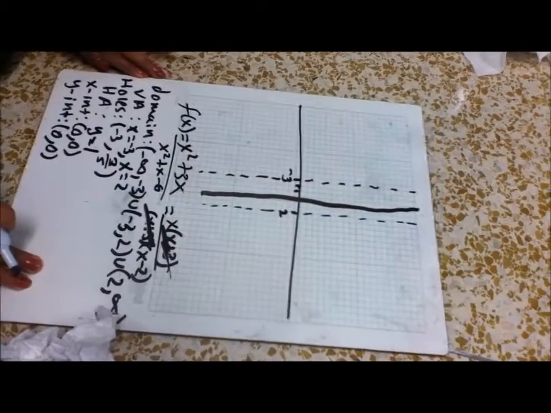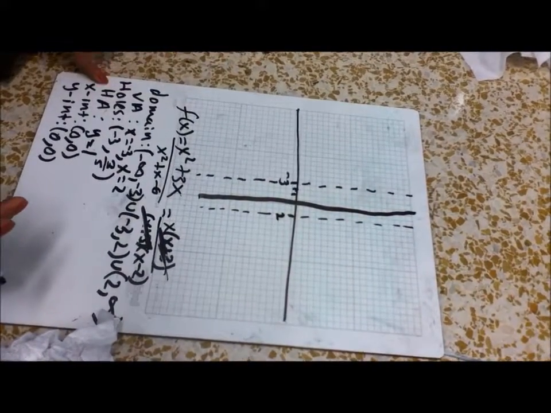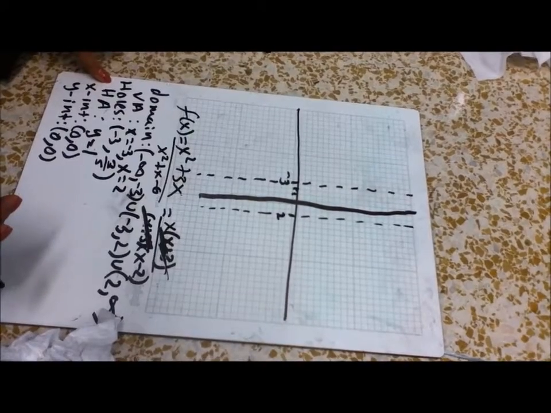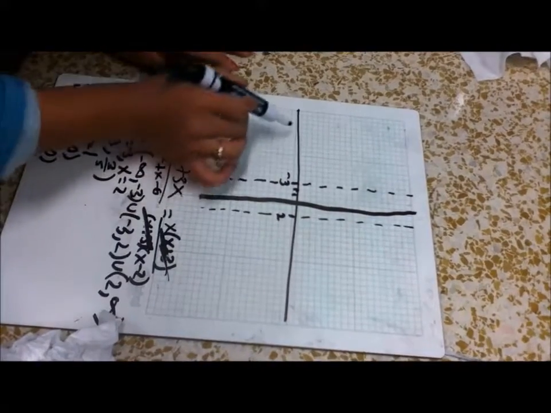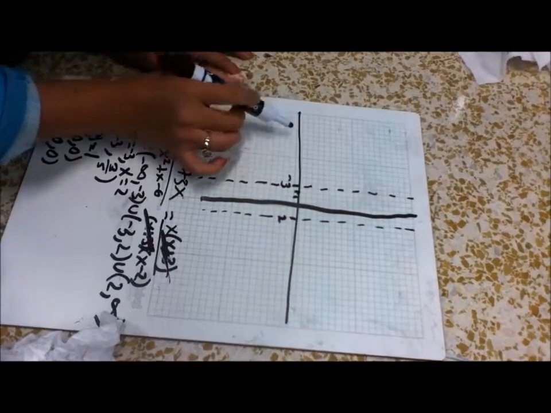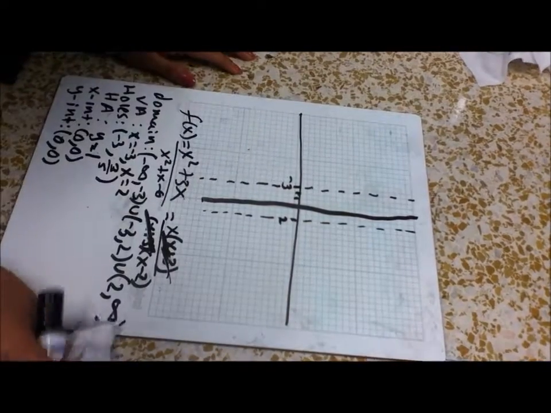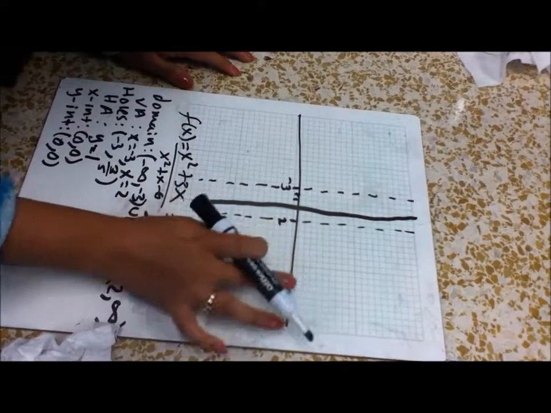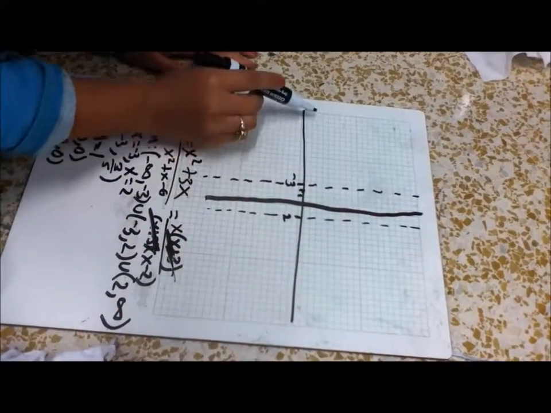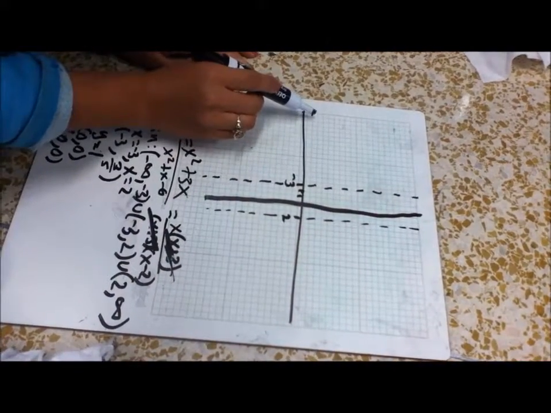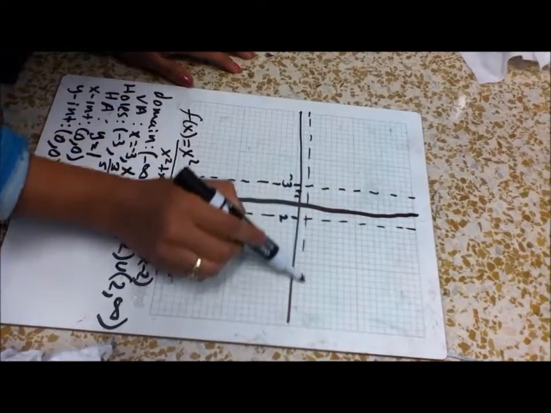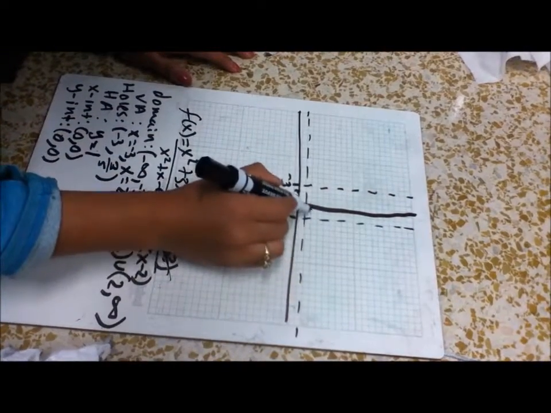So now, to complete the graph, we're going to plug in that horizontal asymptote, that is y equals 1, and that is going to be here. Y equals 1. This is 1.